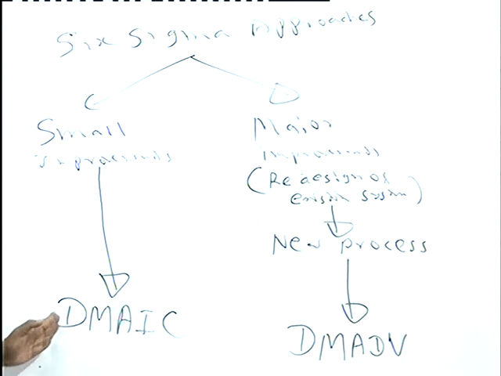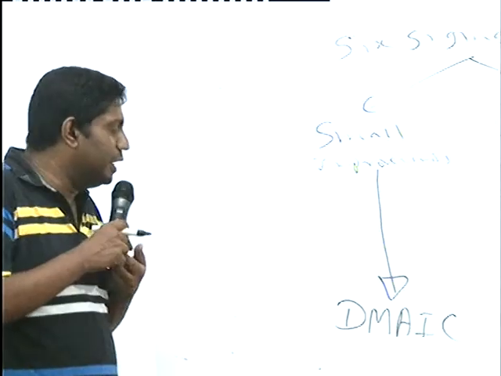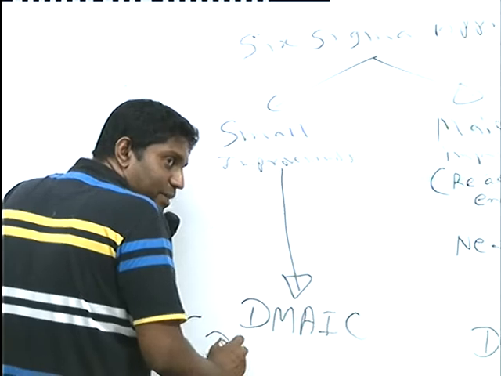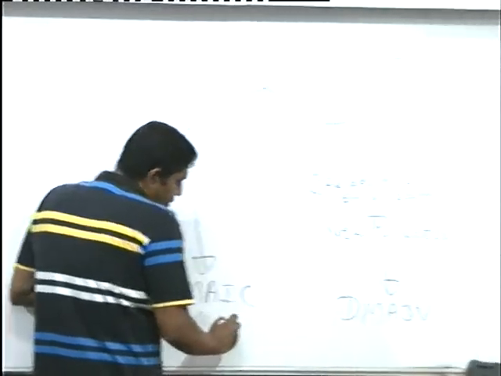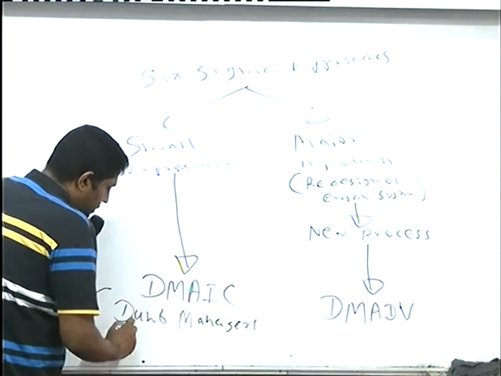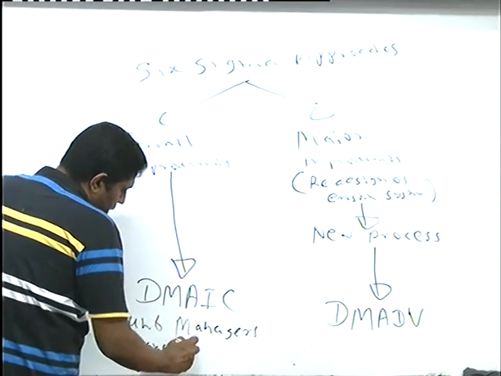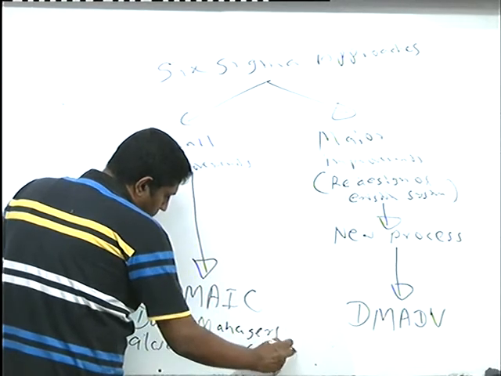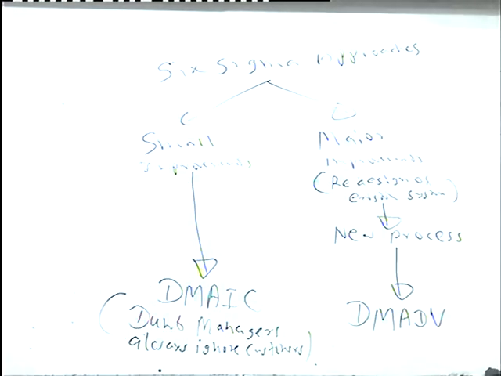For DMAIC, I remind it this way: Dumb managers always ignore customers. That's the statement I remember to get those 5 words. Dumb managers always ignore customers.